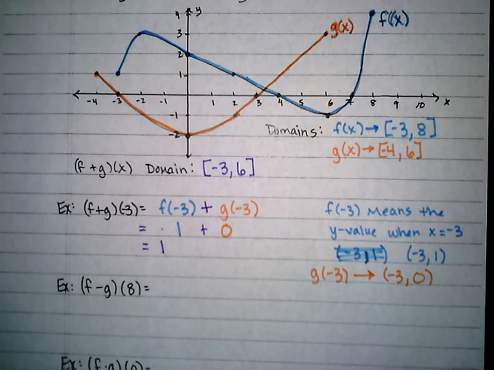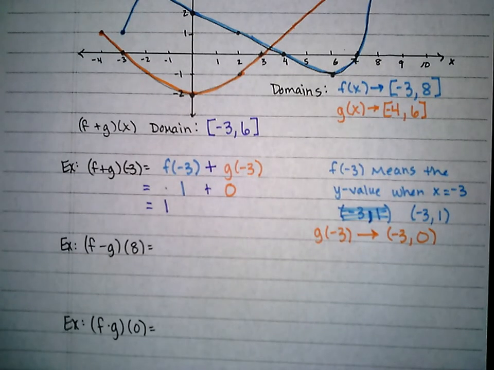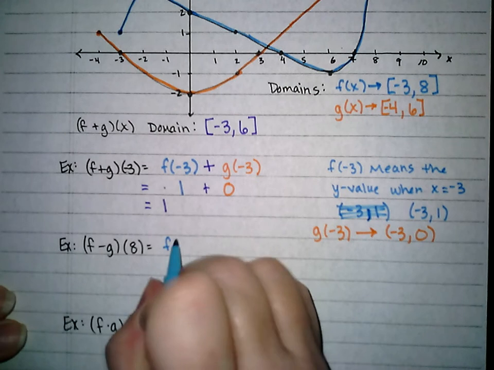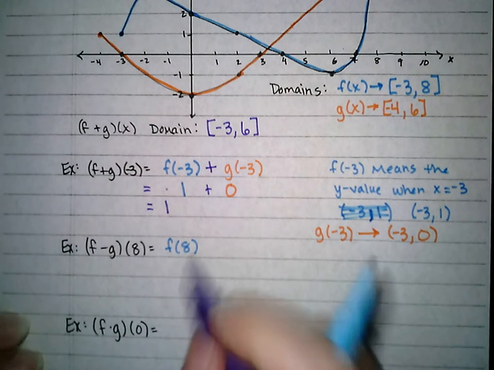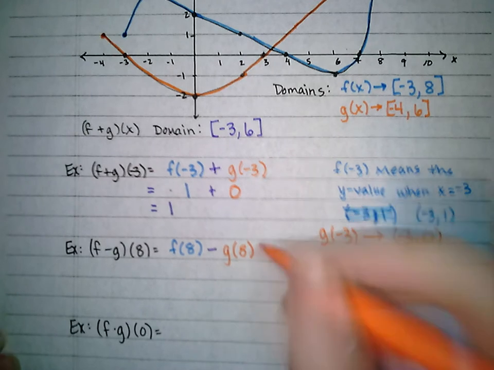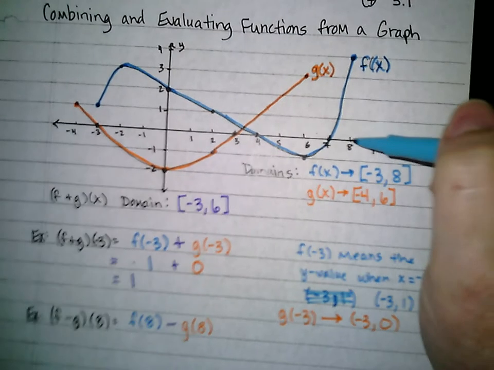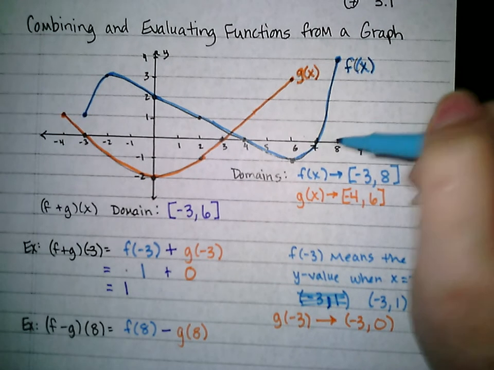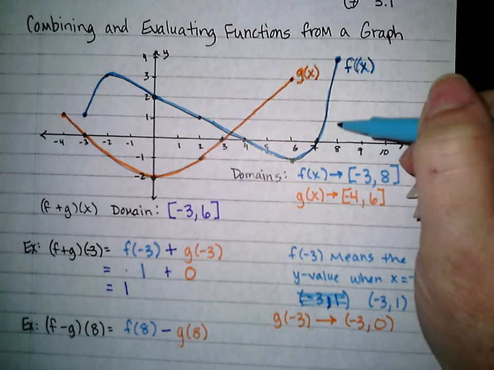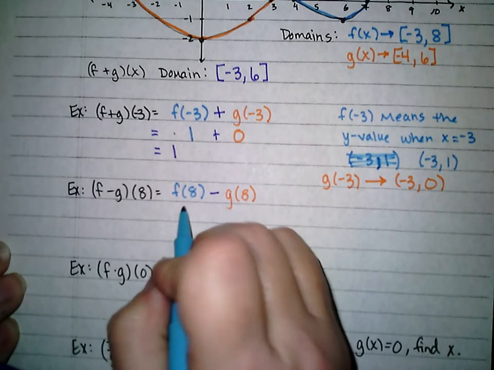Okay, let's look at some more. F minus g of 8 means that I need to take f of 8 and subtract g of 8. F of 8 is the y value when x is 8. So I go to x equals 8. It's 1, 2, 3, 4. So f of 8 is 4.